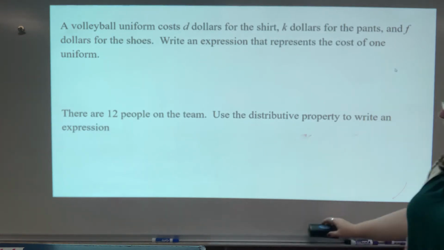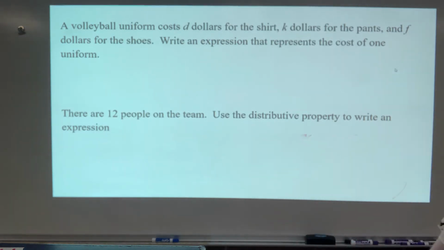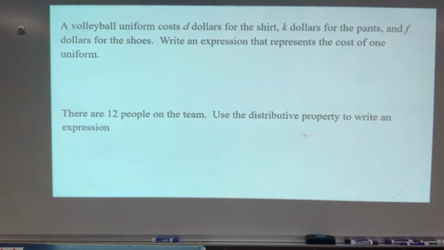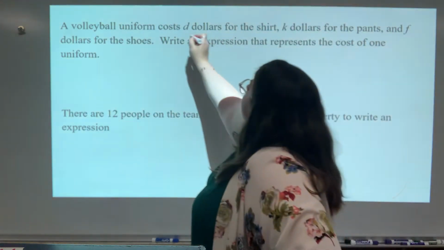All right, take a second, read through this little thing. We're just going to be able to write different expressions. So a volleyball team uniform costs $D. Again, D is a variable. I don't know how much it costs, but let's just let it be D. For the shirt, it costs K dollars. I'm going to start underlining these variables that we have.